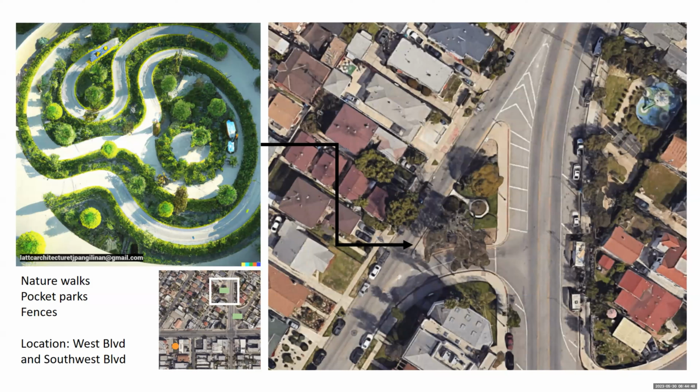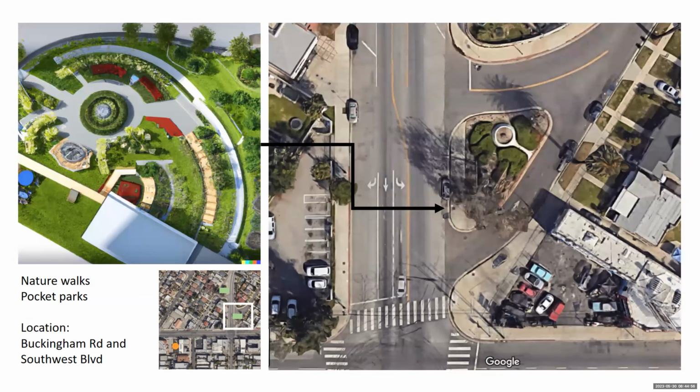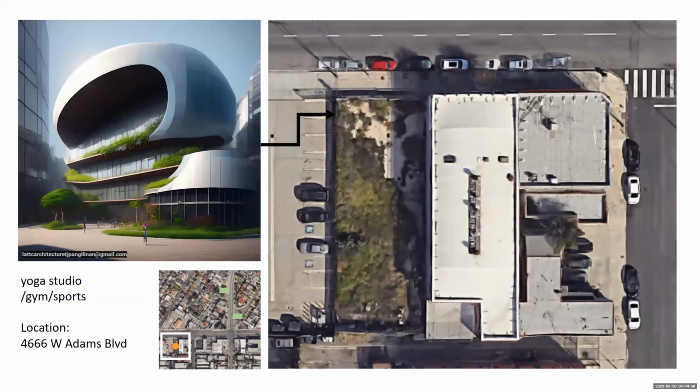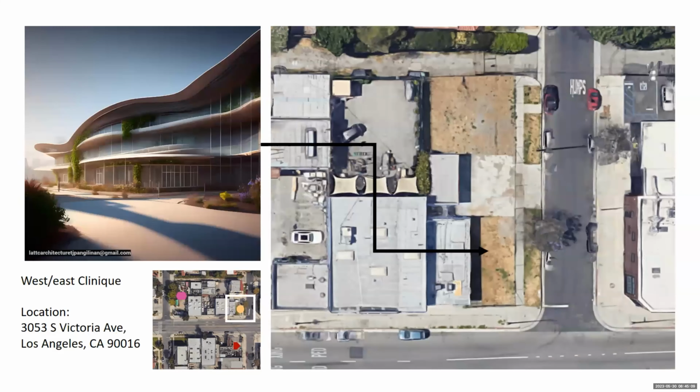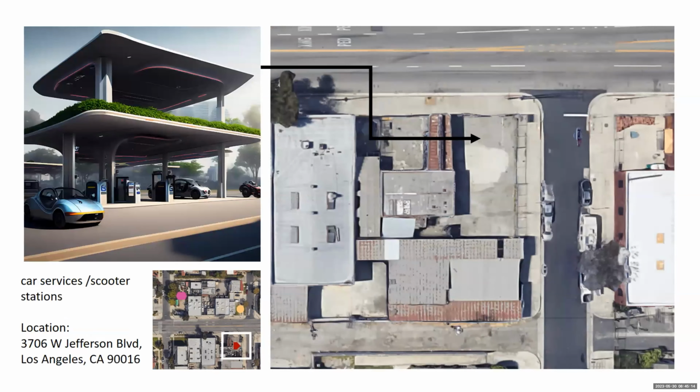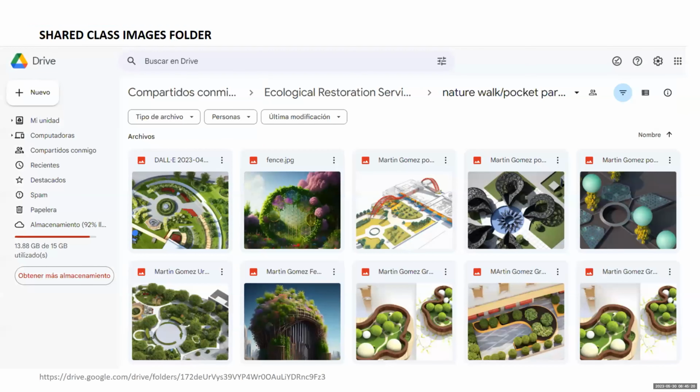In this one, I wanted to integrate a nature walk, a pocket park, another pocket park, a yoga studio, gym, or sports center, tiny houses, a clinic, and car service and scooter stations. This is the drive where all the class shared the images.